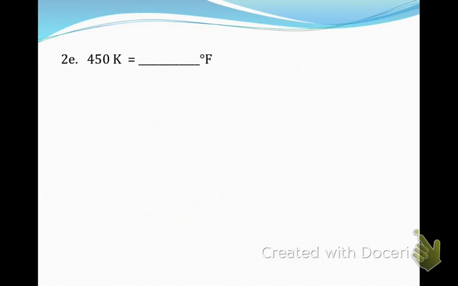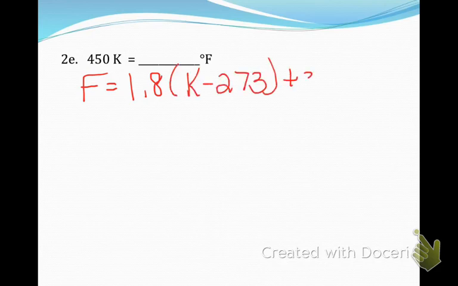Alright, let's look at E. So here we have an amount of Kelvin, and we want to figure out what the Fahrenheit is. Kelvin's pretty high up there, so make sure your Fahrenheit's a little lower at the end. We will go ahead and use those rearranged equations from before. So your F is equal to 1.8 times K minus 273 plus 32.